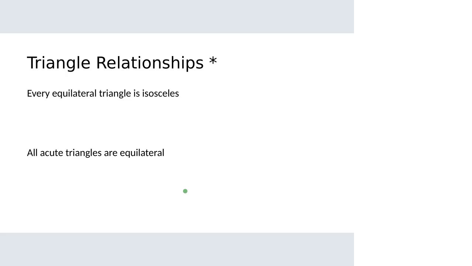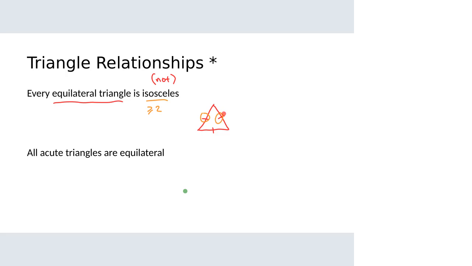First one says every equilateral triangle is isosceles. Okay, so my approach here is to try to find a counterexample. So I'm going to try to draw an equilateral triangle that is not isosceles and see if that works. So I draw an equilateral triangle. That means all three sides are equal. Well, what isosceles means is at least two sides are equal.